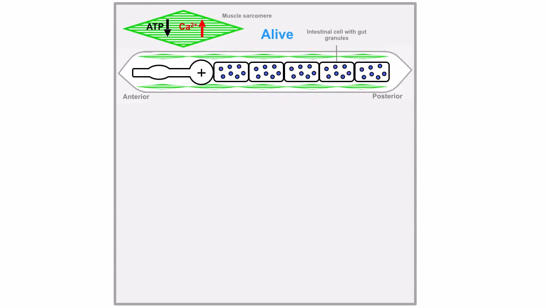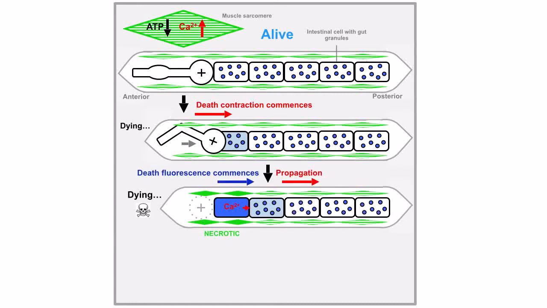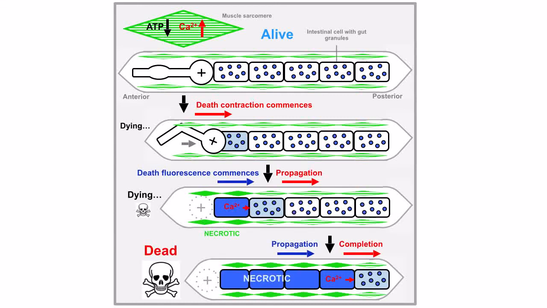Here is a cartoon showing how it all happens. Death contraction starts in muscle in the head and then moves along the worm, destroying the muscle and triggering a wave of intestinal necrosis. So, dying C. elegans get rigor mortis.